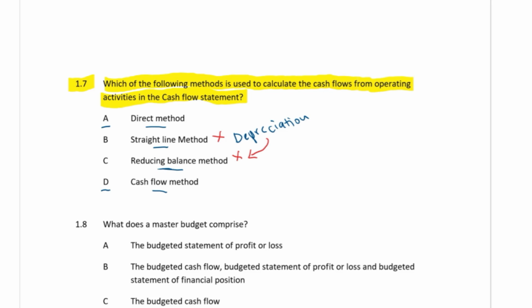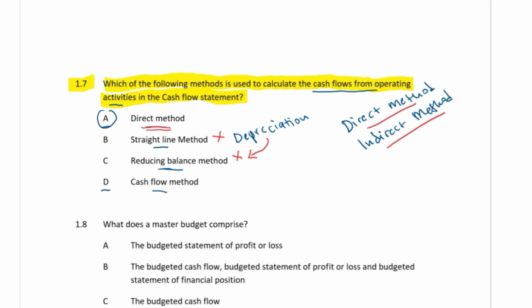Now, when it comes to cash flow calculations as a result of operating activities, there are two ways of doing those calculations. There's the direct method and the indirect method. And we have already been told here that there's a direct method. So without even going into explanations of what the direct method is and what the indirect method is, we know for a fact then that the answer to this particular question is A.